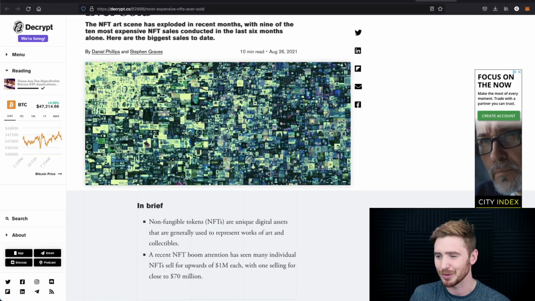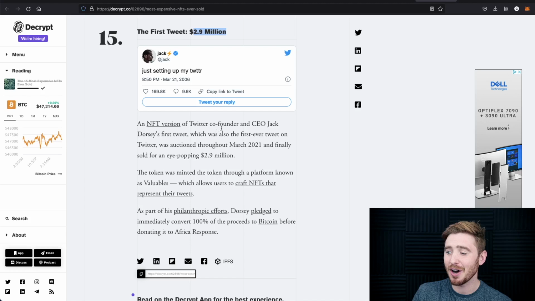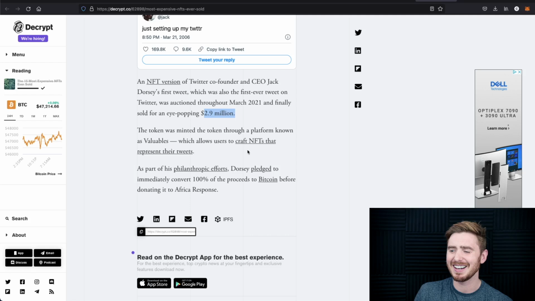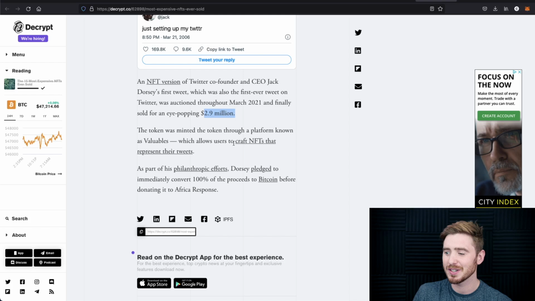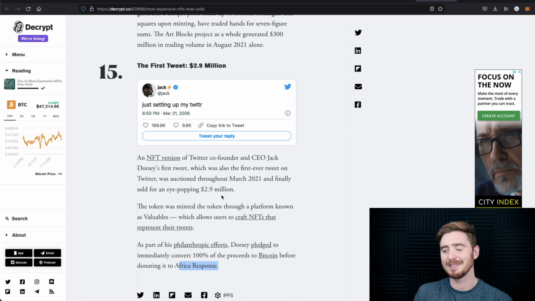So coming in at number 15, we have Jack Dorsey's very first tweet selling for $2.9 million. So an NFT version of Twitter's co-founder and CEO Jack Dorsey's first tweet, which was also the first ever tweet on Twitter, was auctioned throughout March 2021 and finally sold for $2.9 million. The token was minted through a platform known as Valuables, which allows users to create NFTs that represent their tweets. Dorsey pledged to immediately convert 100% of the proceeds to Bitcoin before donating it to Africa Response. So he donated the money to charity, but this is incredible, $2.9 million for a tweet.